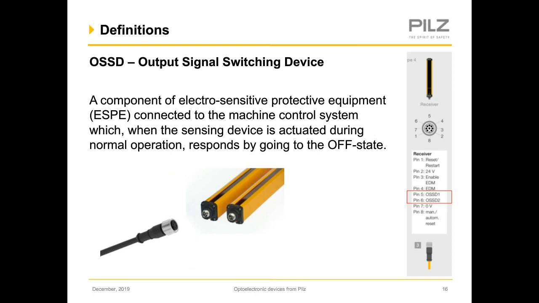OSSD is the output signal switching device. It's a component of electrosensitive protective equipment connected to the machine control system, which, when the sensing device is actuated during normal operation, responds by going to the off state. So when a light curtain's beams are broken, then you have a reaction on the OSSD outputs of that device.